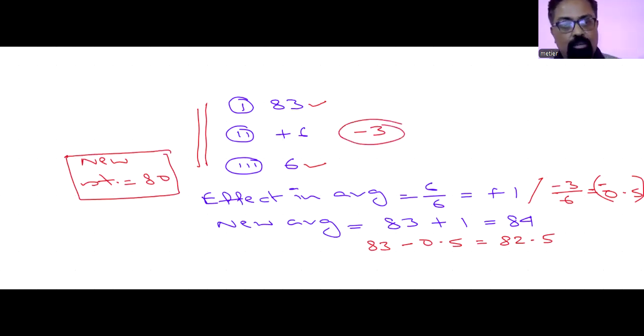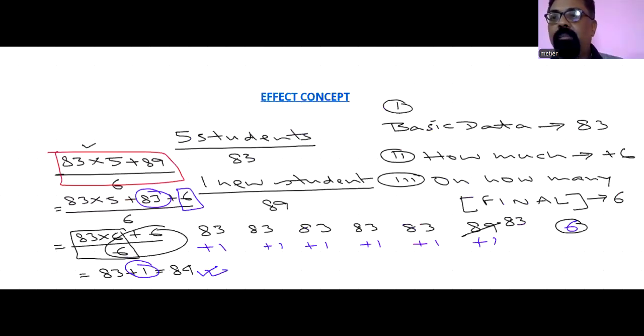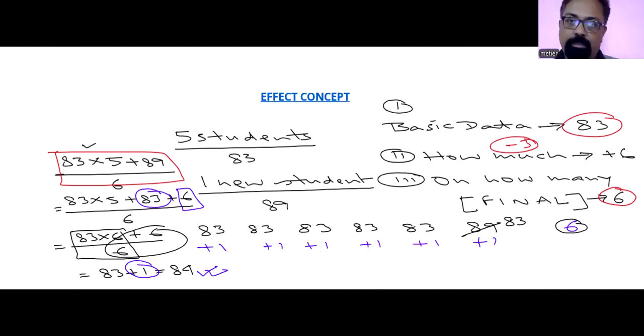Now check. What you have to calculate here, if you go back to the previous page, check here, basic data, 83. How much effect? -3. On how many? 6. So it will be coming as -3 divided by 6, minus 0.5. So average is coming as 83 minus 0.5, new average will be coming as 82.5. Okay.